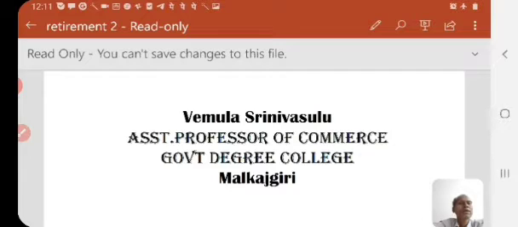Yes. In this class, we shall discuss the goodwill accounting procedures, journal entries regarding goodwill accounting at the time of retirement of a partner in a partnership firm, and also a problem will be discussed after the journal entries.